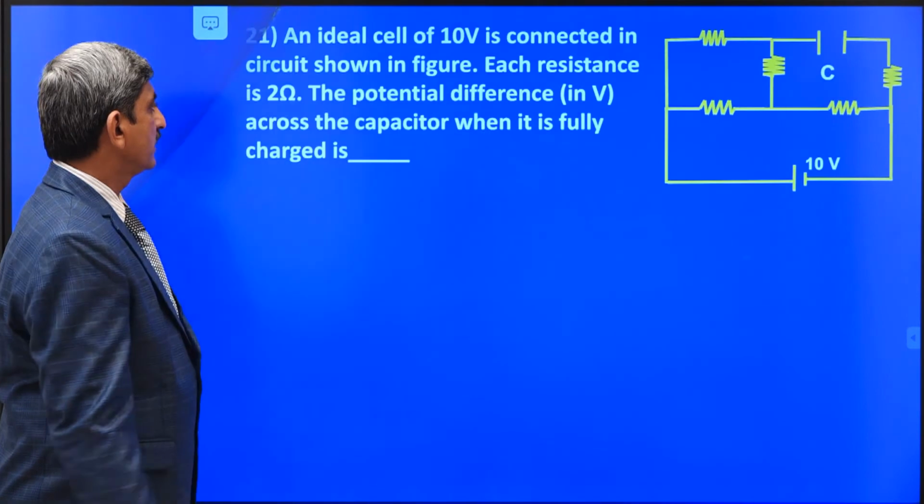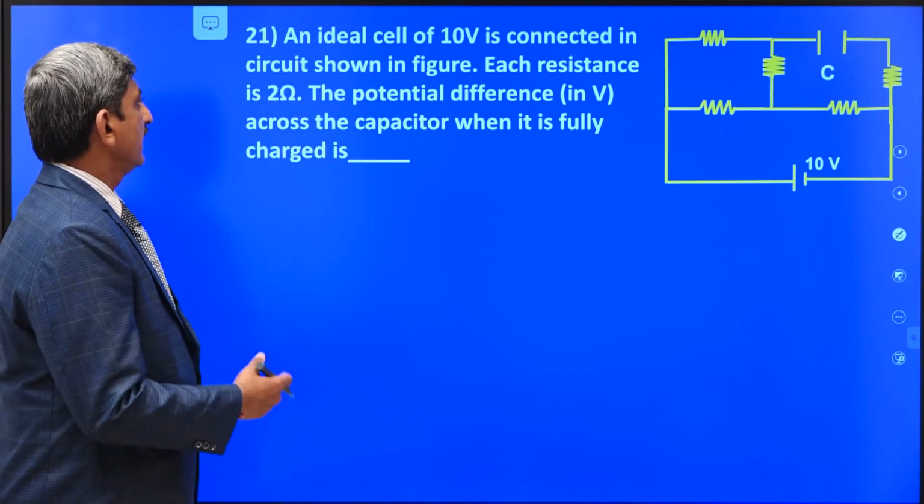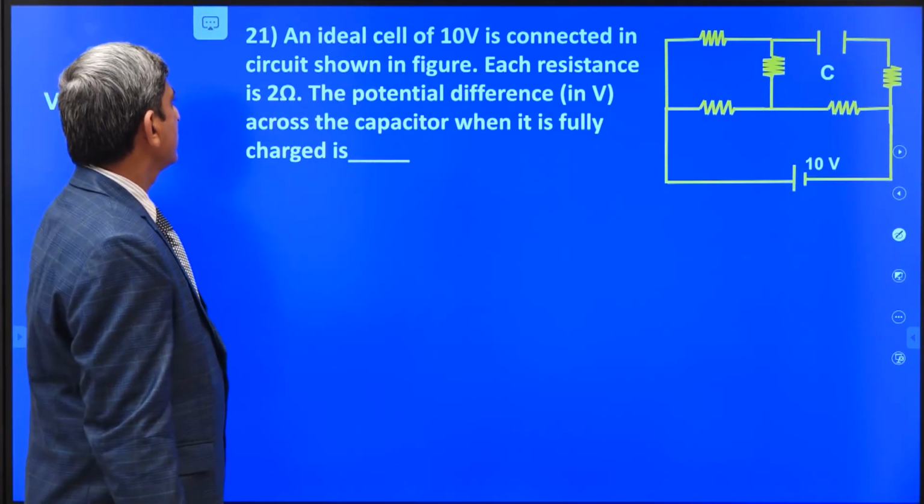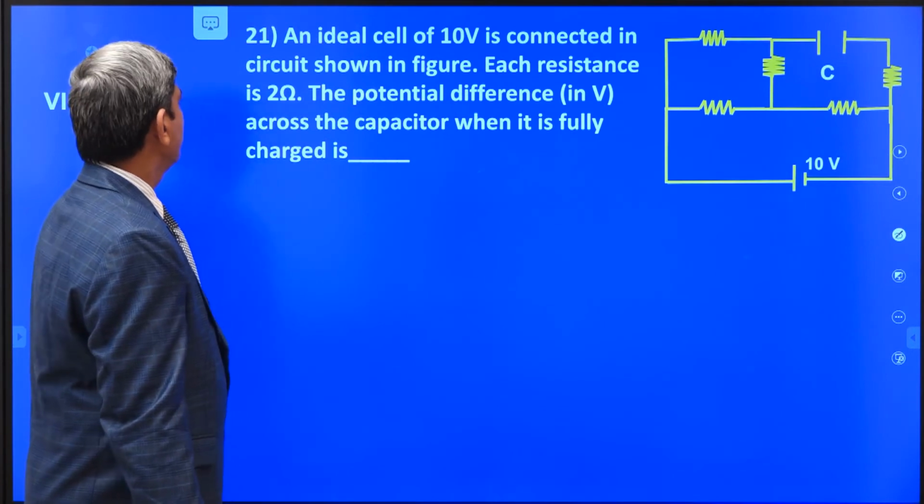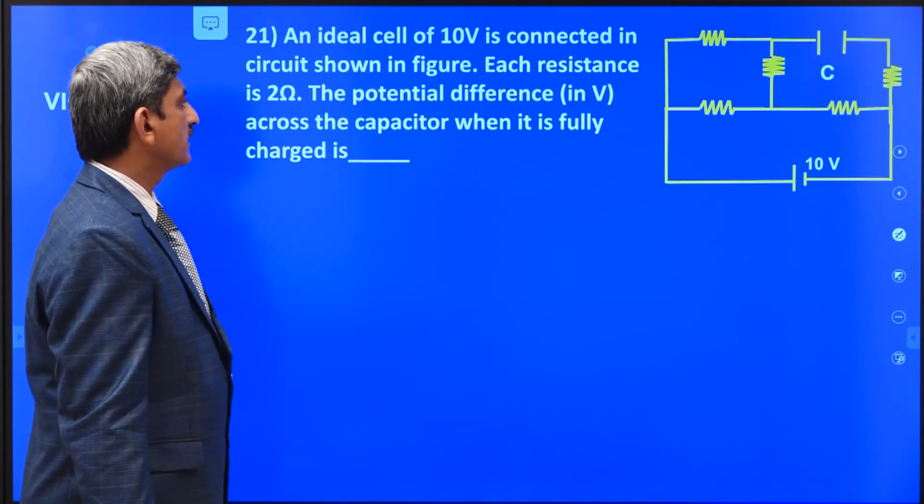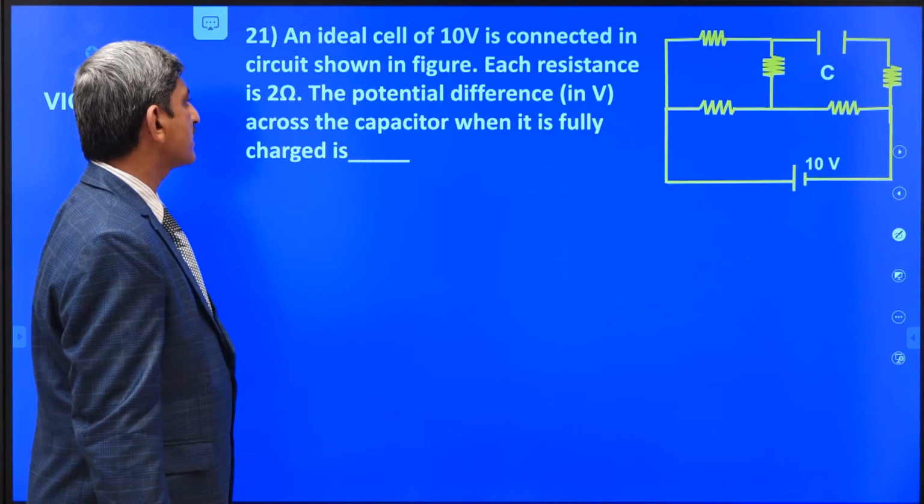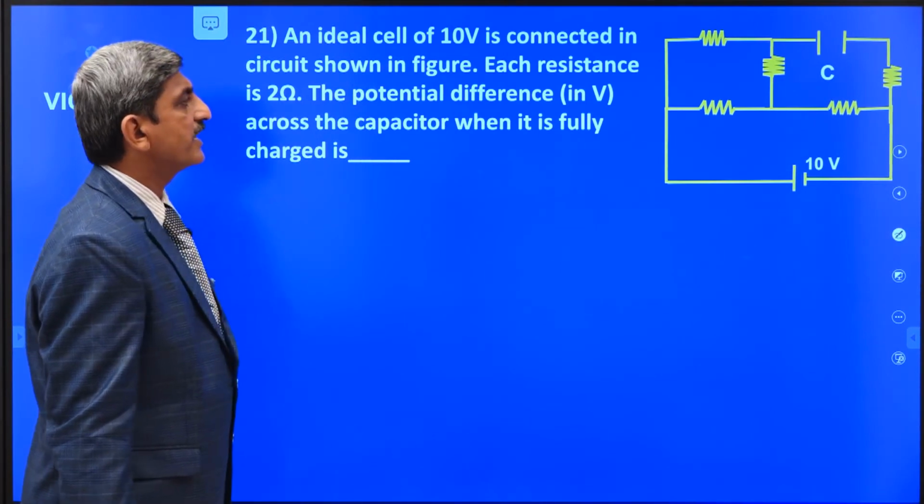Now come to the next problem. An ideal cell of 10 volts is connected in the circuit shown in the figure. Each resistance is 2 ohms. The potential difference in volts across the capacitor when it is fully charged is dash.